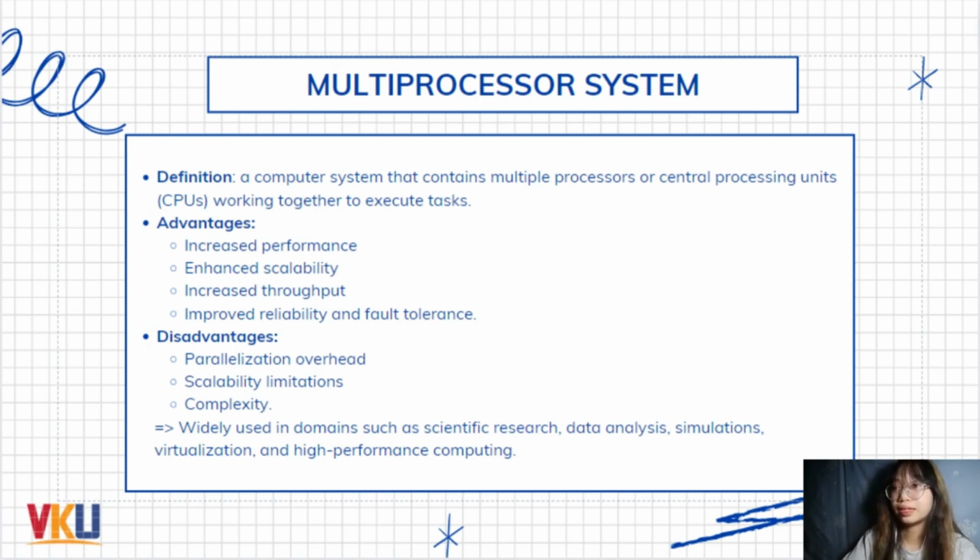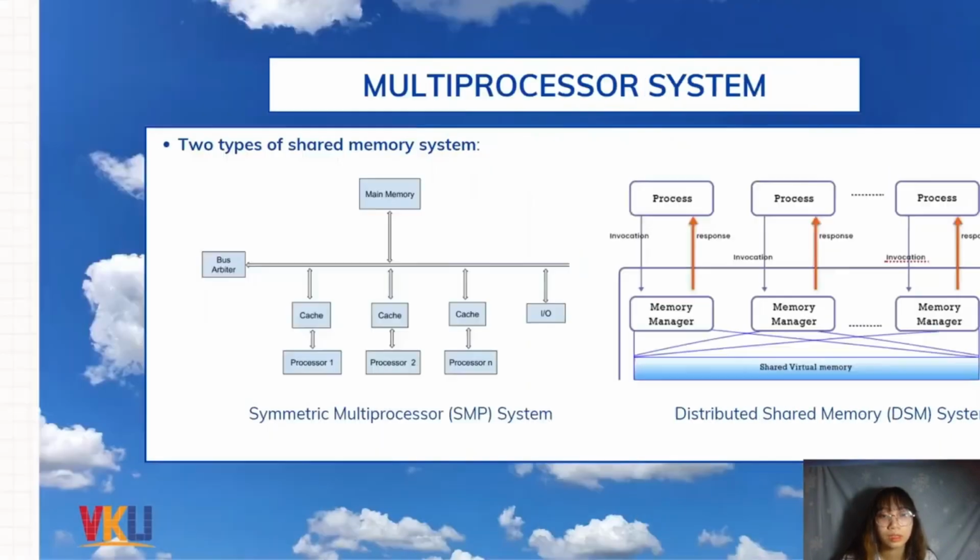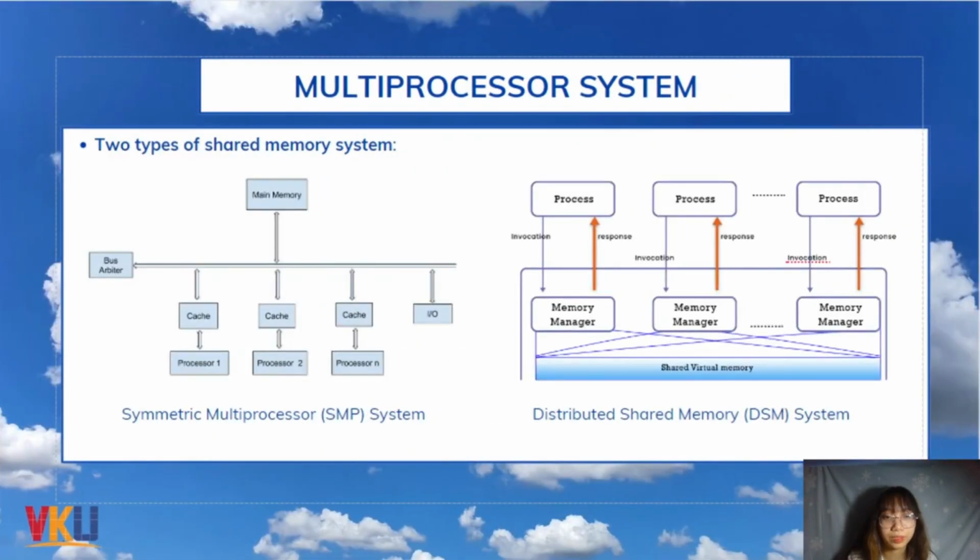But despite these challenges, the multiprocessor system remains a powerful platform for parallel computing and enables faster and more efficient task execution, making it widely used in various domains such as scientific research, data analysis, simulations, virtualization, and high-performance computing. There are two common types of shared memory system: the SMP, which stands for symmetric multiprocessor system, and the DSM, which stands for distributed shared memory system.